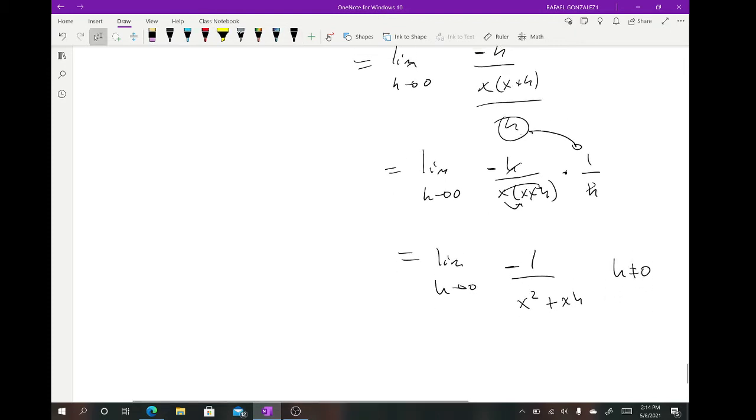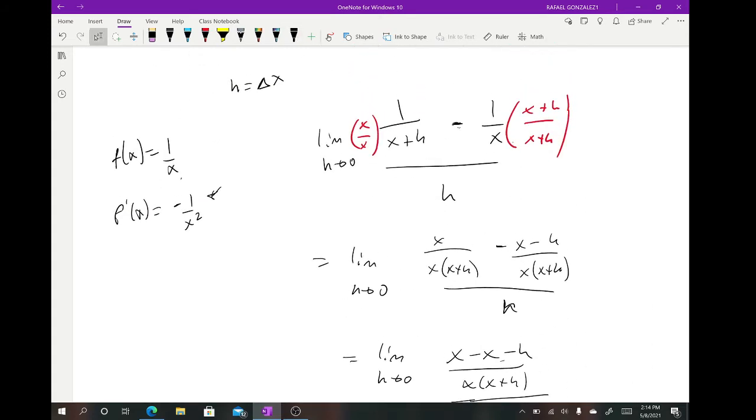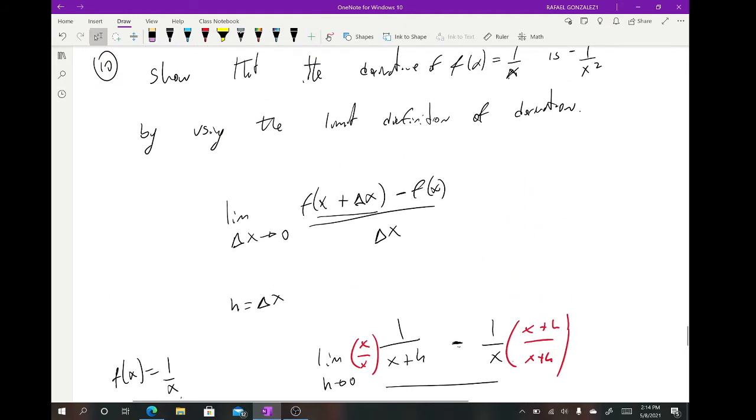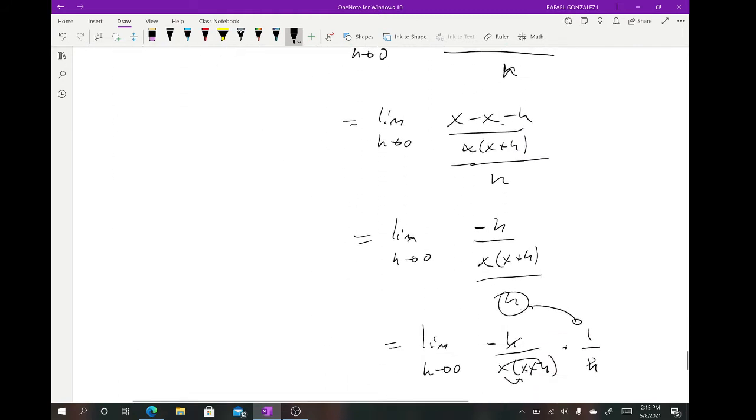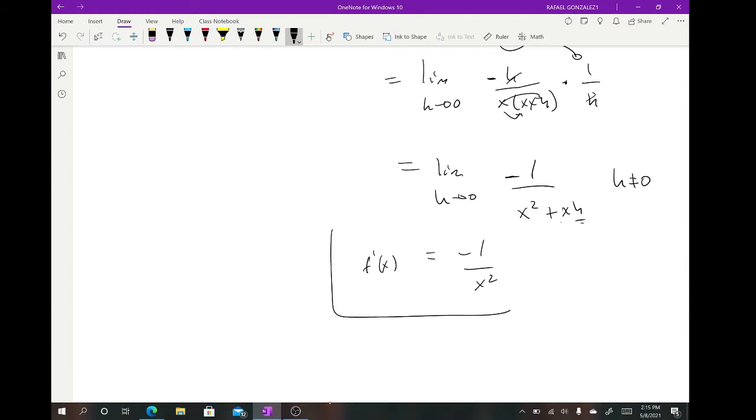And finally, we can simply use the plug-in method to take the limit. So the limit of negative 1 over x squared plus x times h is simply negative 1 over x squared, because you plug in 0 for h, and 0 times x is 0. So we do have, in fact, f prime of x, which is what we wanted to find. So f prime of x is equal to negative 1 over x squared, which is exactly what we got down here.